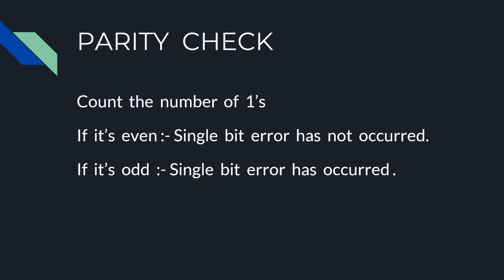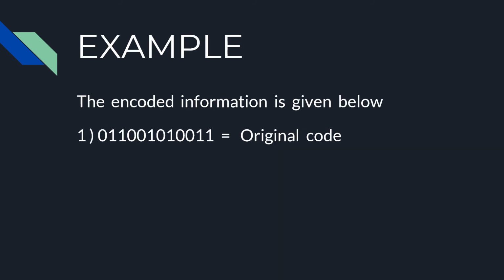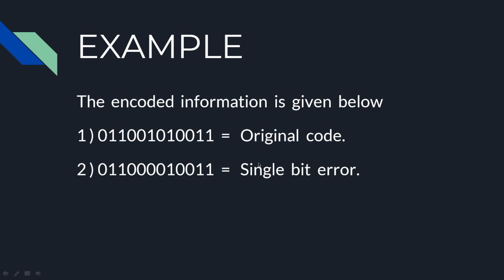Let's look into an example. The encoded information is given below. This is the original code. Now let's look into this. This is a single bit error. As you can see, the error is here: 1 is changing to 0. When you count the number of ones here, 1, 2, 3, 4, 5, 6. As I told you, if it's even, a single bit error has not occurred. If it's odd, I think here 1, 2, 3, 4, 5, there are an odd number of ones. So the single bit error has occurred.